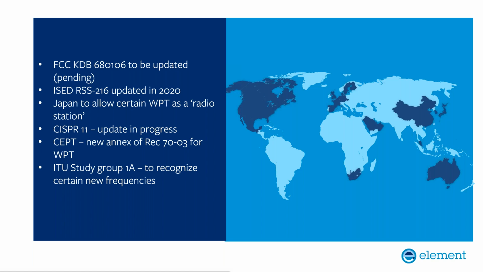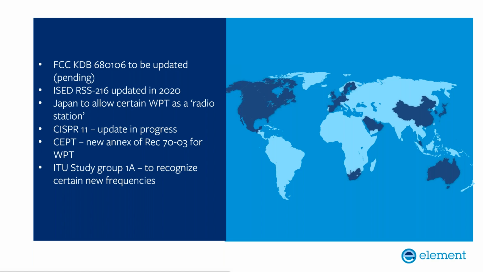And then internationally, we have the ITU, Study Group 1A, which is in the process of recognizing certain new frequencies as ISM frequencies or used by ISM type applications. And what I mean by that specifically is in the case of things like electric vehicle charging and some of these other techniques below 30 megahertz. There's also work going on for the UHF-based ones at things like 915 megahertz, 2.4, 5.8 gigahertz, etc., as these new use cases are defined.